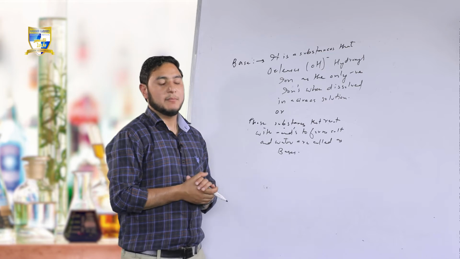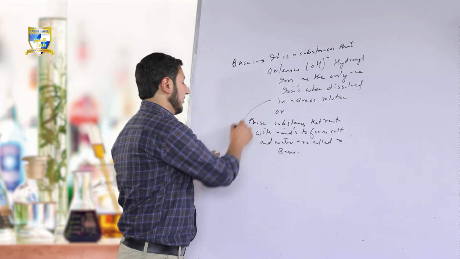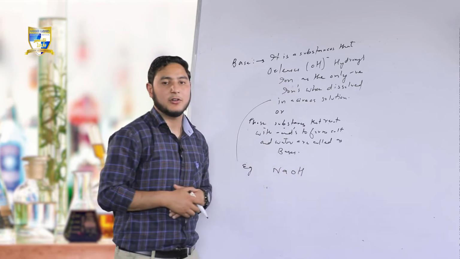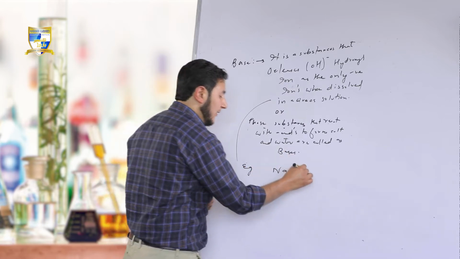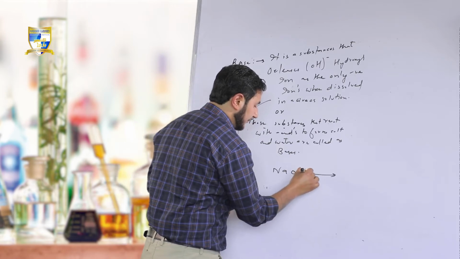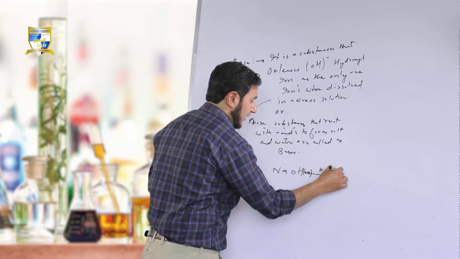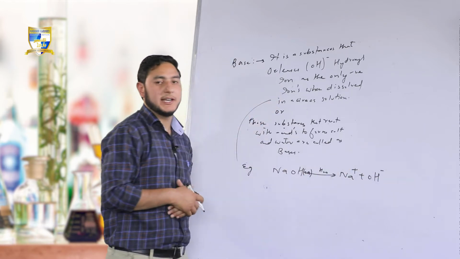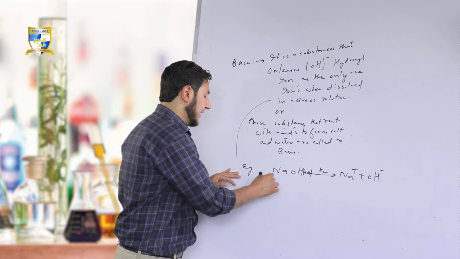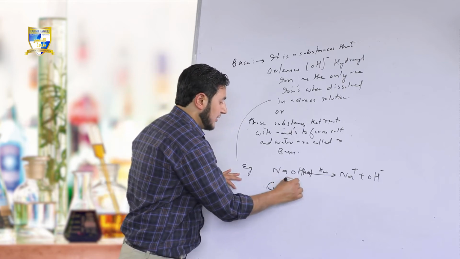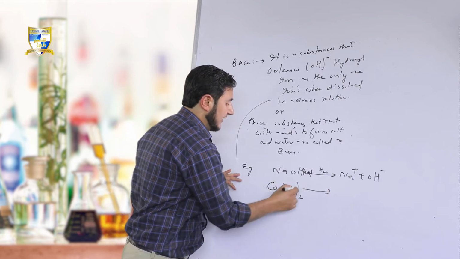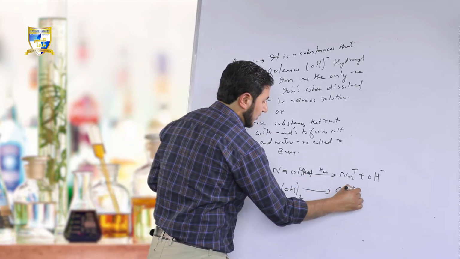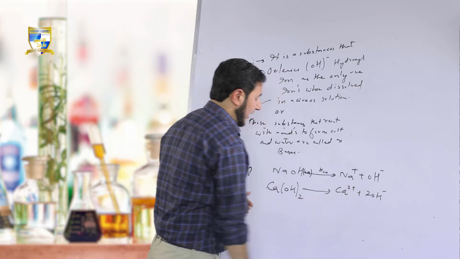Now looking at the examples of bases. We have so many examples of bases, like NaOH, sodium hydroxide. When it is dissolved in aqueous solution, it forms Na positive along with OH negative ions. Another example is Ca(OH)2, that is calcium hydroxide taken in aqueous state. When dissolved in aqueous solution, it forms Ca2 positive plus 2OH negative.